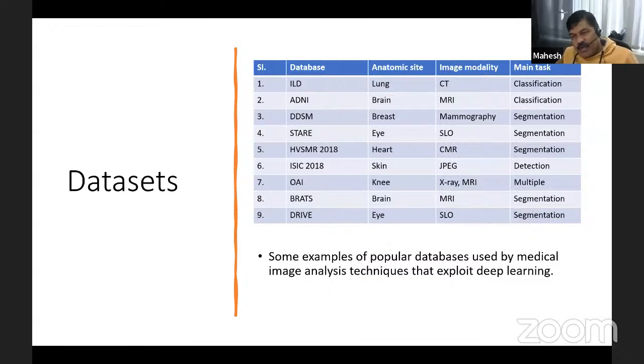These data sets come with different image modalities like CT image, MRI image, mammograms, JPEG image. These are the different image modalities, and these are the different anatomic sites: lung, brain, breast, eye, etc. And these are the different tasks actually. For example, this eye data set, the STAYER data set and the Drive data set. There are two data sets for eye, and they are used for segmentation purposes.